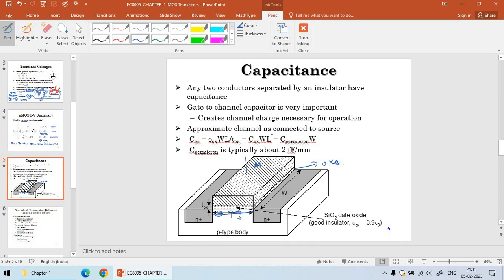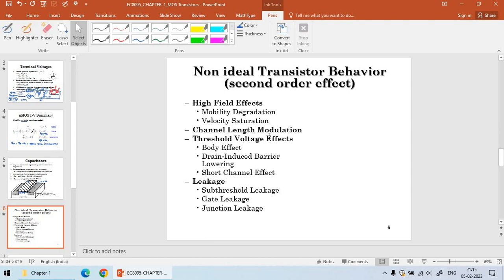So approximating the channel as connected to the source, we get CGS, which is COX W L. This is the way of approximating capacitance. And when we go to non-ideal transistor behavior, which is second order effect: when you bias the transistor in first order, we get some consequences, which are the second order, called field effects.